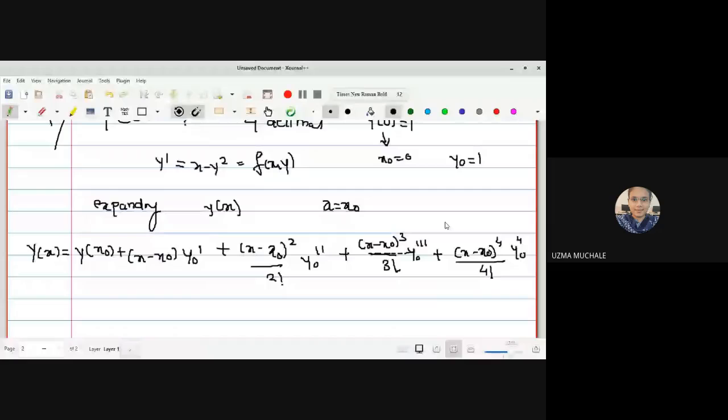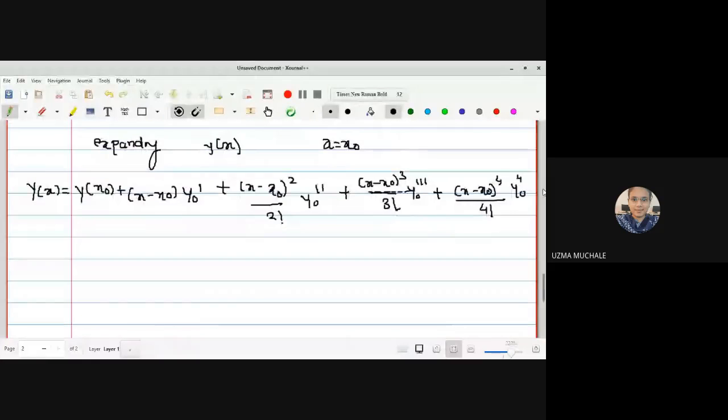Now, what is the next job? We have to find out the derivatives: y dash, y double dash, y triple dash, y derivative 4. So after finding all these derivatives, we have to put x is equal to x naught. What is our x naught in this case? It is 0. After finding all these, we will put in our equation.